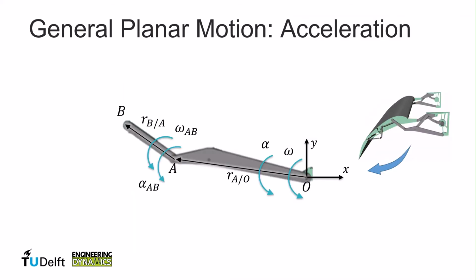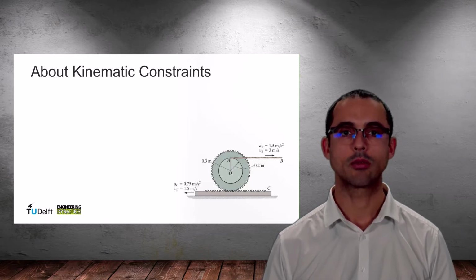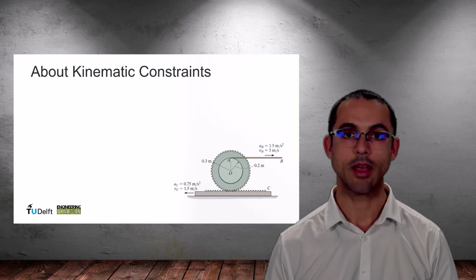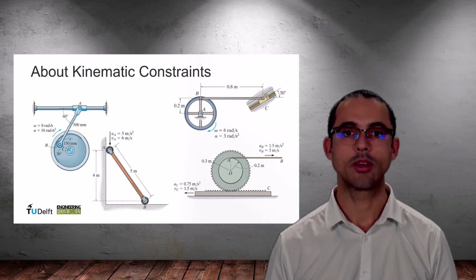As in the case of velocities, while solving the accelerations in general planar motion, we should always start at the regions for which we know the accelerations and proceed towards the regions where we have more unknowns. In our flap mechanism, we should start by calculating the acceleration vector at point A, following with the calculation of the acceleration at point B. You now have all the tools to start working on problems involving general planar motion and accelerations. While solving the various problems that you encounter, kinematic constraints will appear, and it is worth dedicating some time in this video to talk about these constraints.